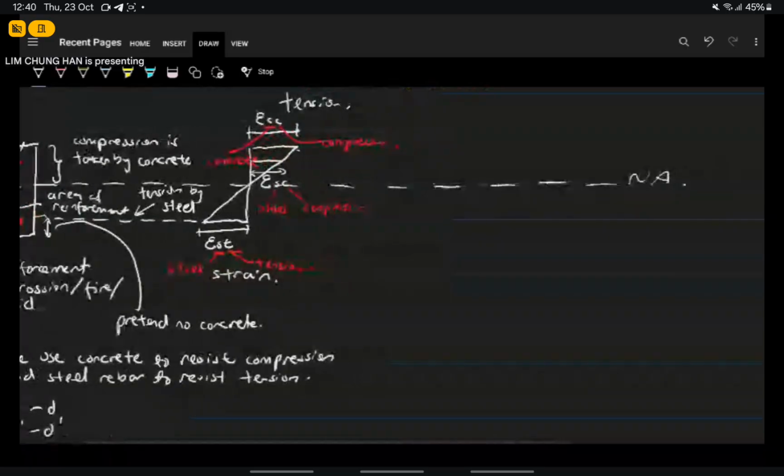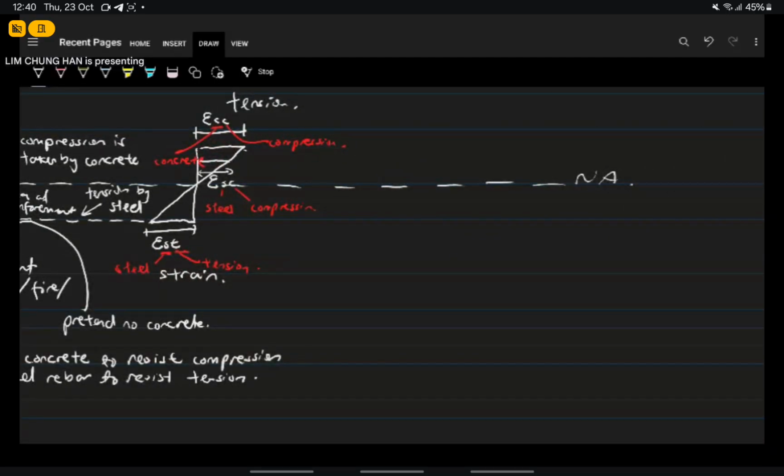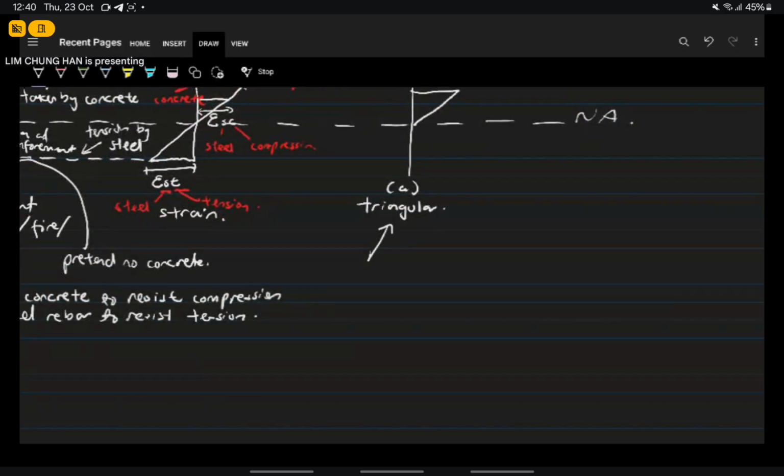Okay, next, the stress diagram. There's a stress diagram that looks like this, triangular. This stress diagram is used for SLS condition only. So when you're checking crack width or deflection, you use this type of stress diagram.